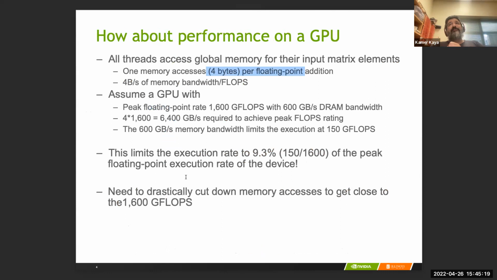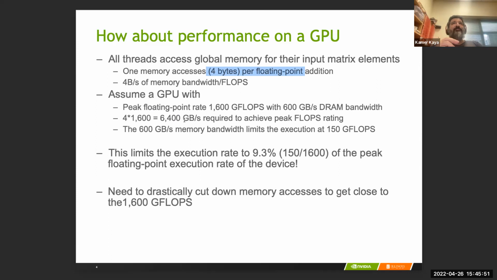So let's talk about matrix multiplication. All threads access global memory for their input matrix elements. So one memory access, 4 bytes, for each floating point operation. Why one memory access per floating point operation? Per floating point addition, it says. This is again for blurring, because there is one memory access per floating point addition.